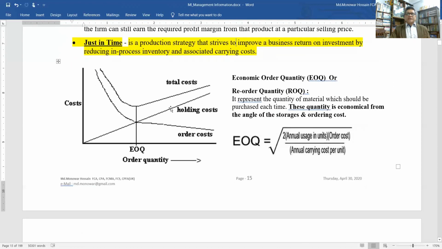Okay, so here is economic order quantity. It represents the quantity of material which should be purchased each time. This quantity is economic from the angle of storage and order cost. Look here, if you see economic order quantity, holding cost plus order cost is the total cost. So the formula here, we will find the square root of 2 multiplied by annual usage in units and order cost, divided by annual carrying cost per unit.